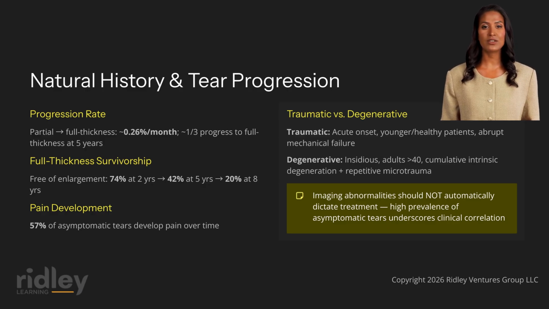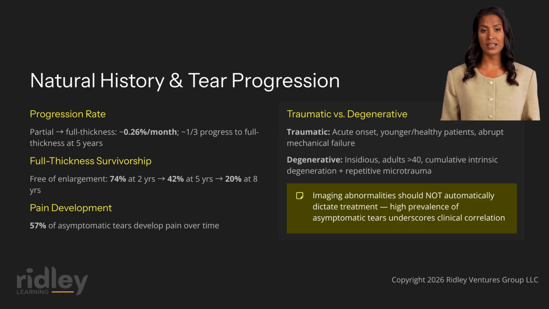Pain developed in 57% of shoulders with asymptomatic tears, with full-thickness tears more likely to become symptomatic than partial-thickness tears. So what does that mean in practice? While many rotator cuff tears stay stable and asymptomatic for years, a substantial proportion will enlarge and become symptomatic over time, particularly full-thickness tears. That informs our rationale for serial monitoring and patient education regarding prognosis.